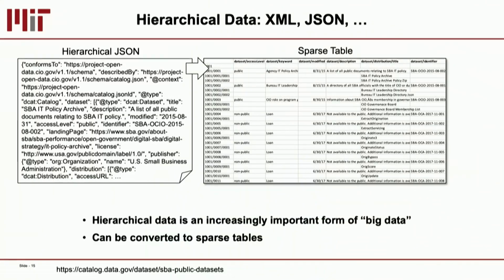And then finally, I want to mention XML and JSON, which are very popular in object-oriented languages like C++, Java, and Python.